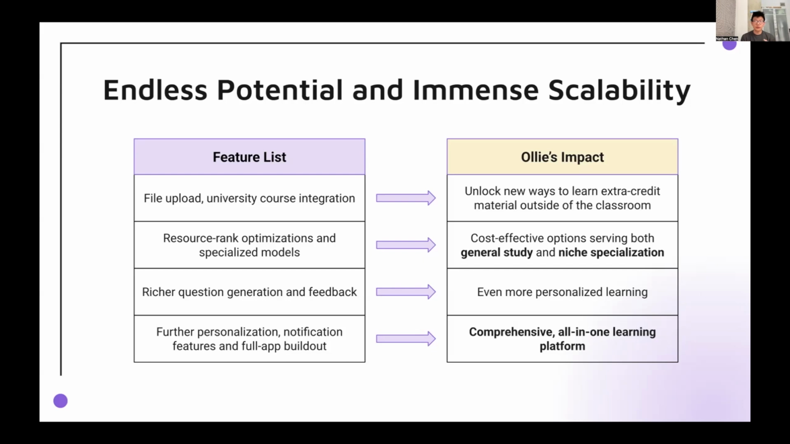We can also look at using different models to serve people who have both general study needs and also niche specializations. And finally, just by improving the overall UI and experience, we can turn Ollie into the comprehensive all-in-one learning platform.